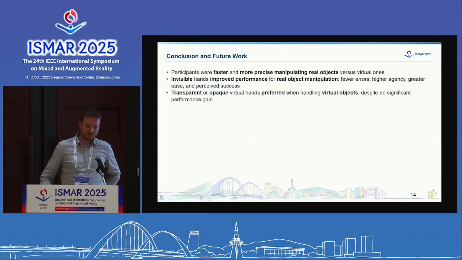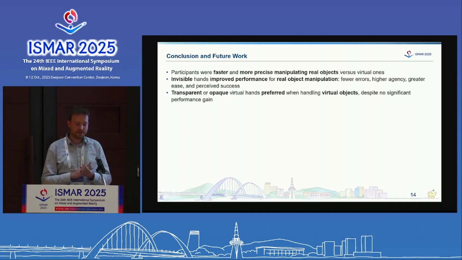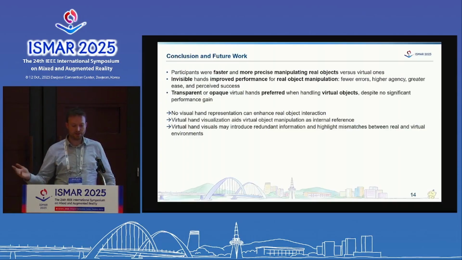So concluding, overall participants were faster and more precise manipulating the real objects versus the virtual ones. Invisible hands improved the performance for real object manipulation, so fewer errors, higher agency, and greater ease and perceived success. And transparent or opaque virtual hands are preferred when handling the virtual objects, despite no significant performance gains. So overall, no visual hand representation can enhance the real object interaction.